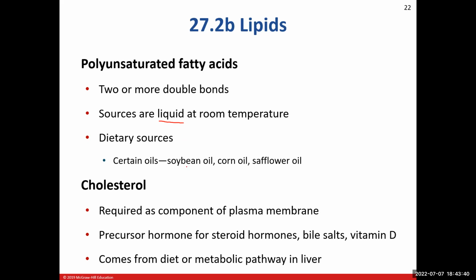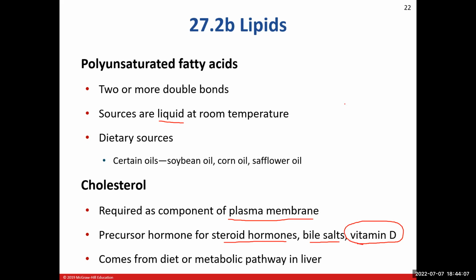All right, then we have our cholesterol. Like I said before, cholesterol is very important when we're dealing with our plasma membrane, makes it healthier to handle temperature extremes. But cholesterol is needed to make our steroid hormones, right? It's our precursor, what we begin with. We also need it for our bile salts. And I didn't mention this before, but vitamin D.